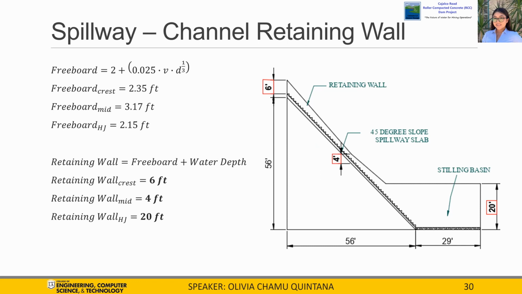Now we will look at the calculations for designing the channel retaining wall. We use the water's depth and velocity at the crest of the spillway, middle, and hydraulic jump to determine the height of the freeboard and retaining wall at each of these locations.